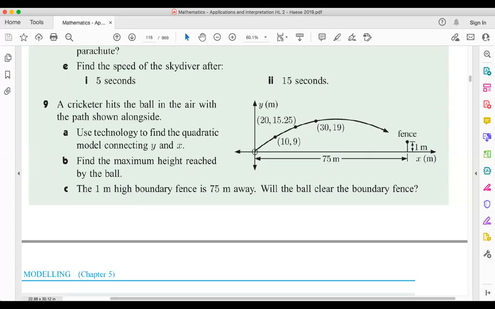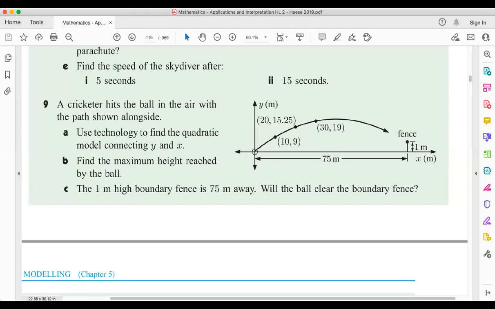So now when you look at this question number 9, you have to find out... they have given certain points through which it passes, and you have to use technology to find the quadratic model connecting y and x, and then find the maximum height reached. Then they say that the 1 meter high boundary fence is 75 meters away. Will the ball clear the boundary fence?